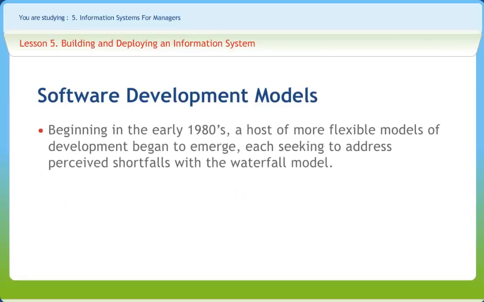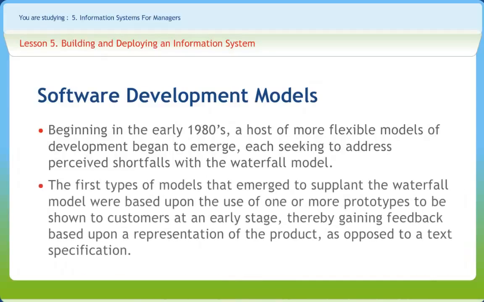Beginning in the early 1980s, a host of more flexible models of development began to emerge, each seeking to address perceived shortfalls with the waterfall model. The first types of models that emerged to supplant the waterfall models were based upon the use of one or more prototypes to be shown to customers at an early stage, thereby gaining feedback based upon a representation of a product, as opposed to a text specification. The prototypes are thrown away after use. They are not an integral part of the product. The process that is subsequently used to detail the design is similar in nature to the waterfall model described above.